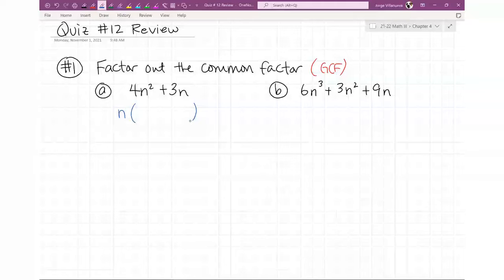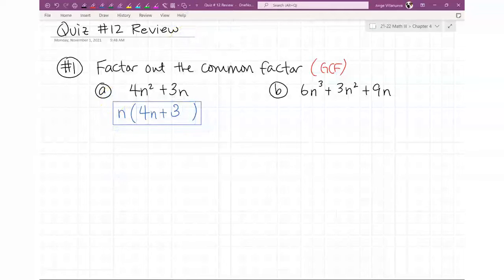And what I need to do is just say, okay, if I take away an n from 4n squared, what's left? 4n, all right? So we're going to have 4n. Plus, if I take away an n from 3n, what do I get? Just a 3. And then you're done, okay? So that's it. That's all you need to do for problems like this.